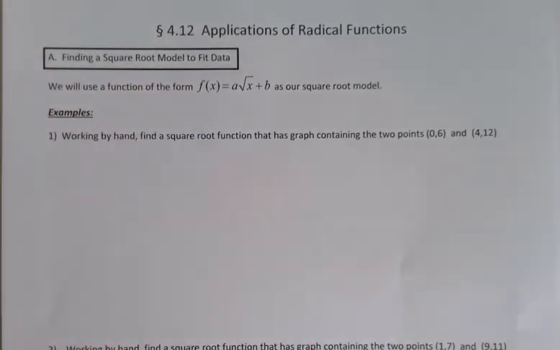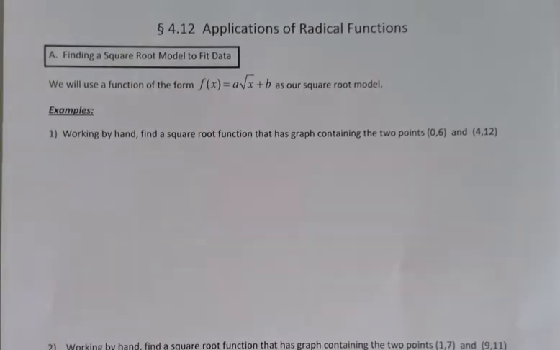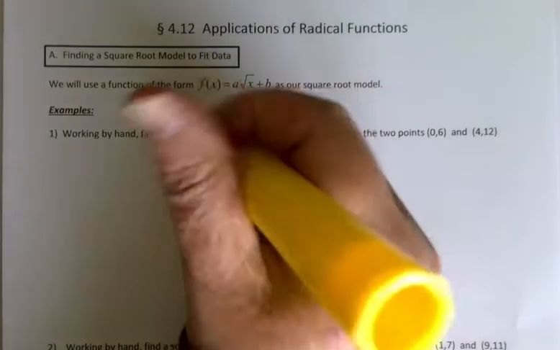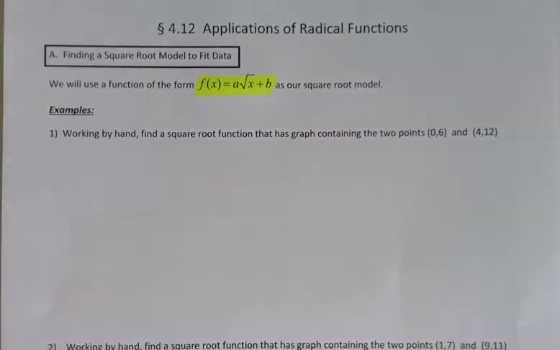Again, just like we have specific formats for other types of models, right? Linear models, y equals mx plus b, or quadratic models, ax squared plus bx plus c, right? We have specific forms for each type. Here's our specific form for the square root models. We'll be using f of x equals a times the square root of x plus b.